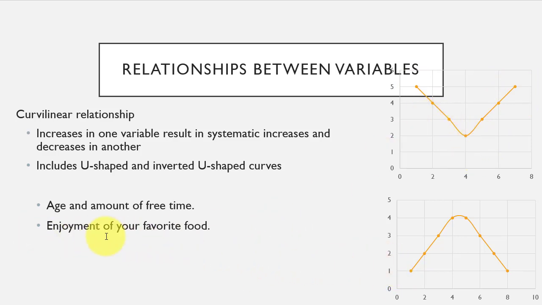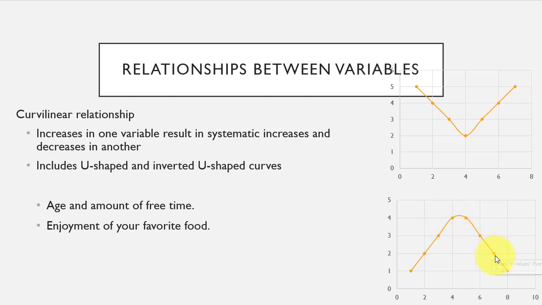Now, the enjoyment of your favorite food. If we talk about enjoyment on a scale of 1 to 5, how much do you like your favorite food? Well, geez, I really like my favorite food. Okay, what if you didn't have much of your favorite food? You wouldn't have much to like. But then there's that sweet spot where I have just the right amount of my favorite food, so I really, really like it. I'm in that sweet spot.